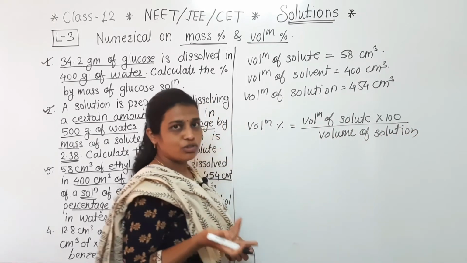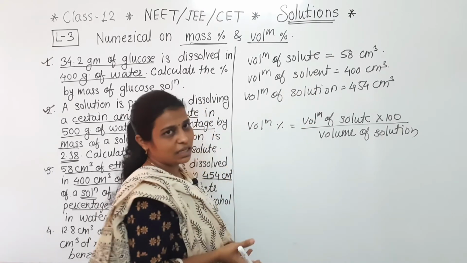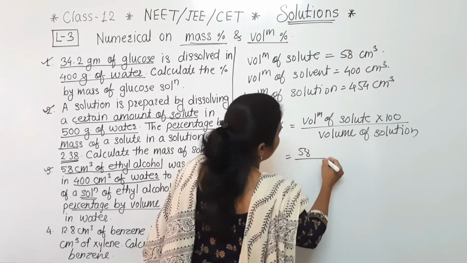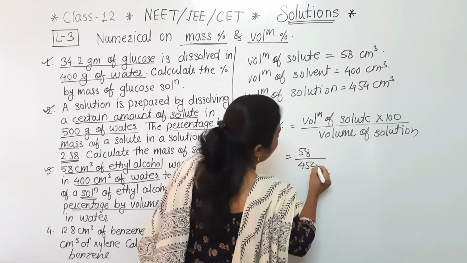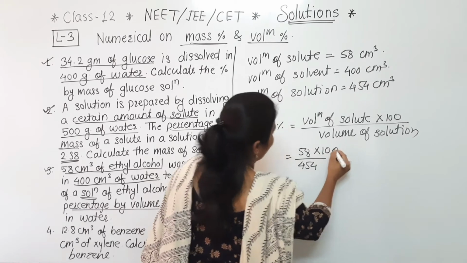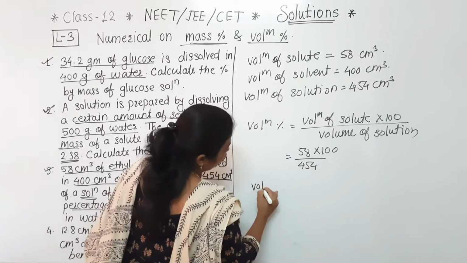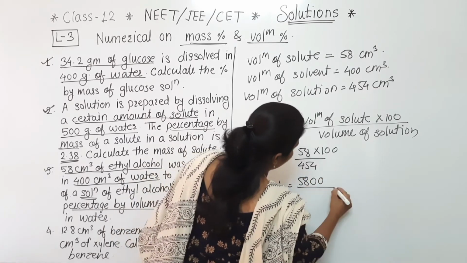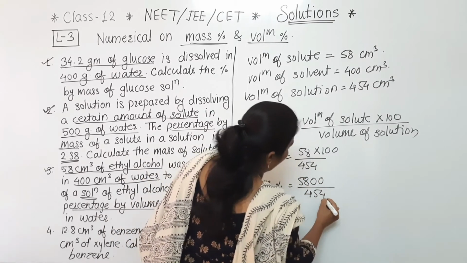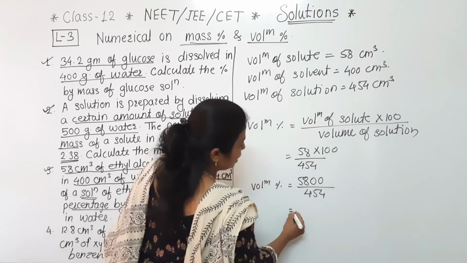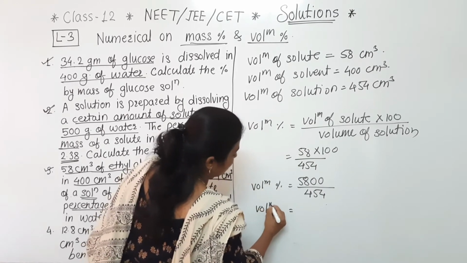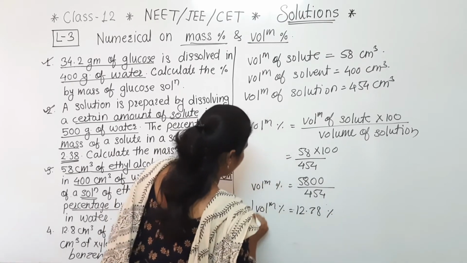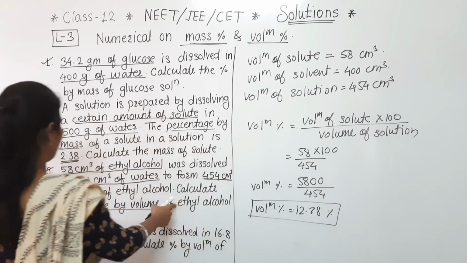Simply here volume of solution is given, so no need to add them. So simply we have to take all these given data, that is 58 divided by 454, and here that 100 is multiplied. So after that volume percentage is equal to 5800 divided by 454, and after this calculation we will get the answer, and that volume percentage is 12.78%, and this is the answer of this third numerical.